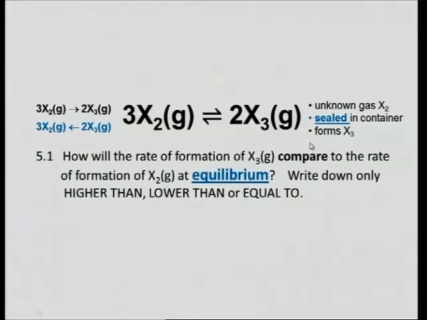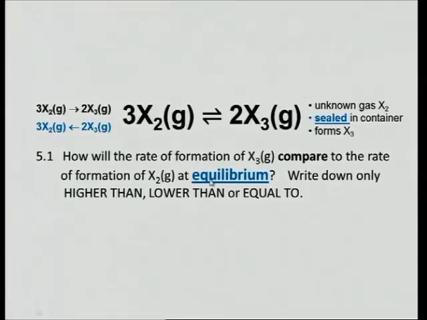And then the question is, how will the rate of the formation of X3 compare to the rate of the formation of X2 at equilibrium? That is what they're asking. Write down only higher than, lower than, or equal to. So what they're asking is, that rate of that forward reaction, how does that compare to that rate of reaction? At where? At equilibrium.